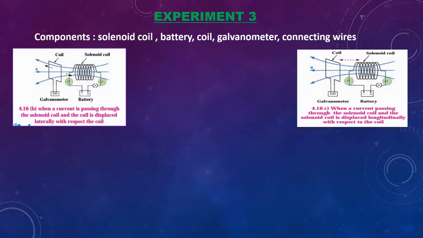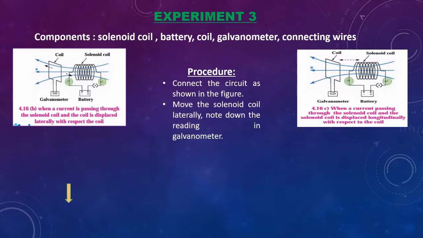and these two things are placed close to each other. Now students, here we can see that the coil is placed perpendicularly to the solenoid coil. Okay, we can see in the picture. So the procedure for this experiment is to connect the circuit as shown in the figure. The circuit is already connected, and here also there are two cases. The first case is to move the solenoid coil laterally and note down the reading in the galvanometer.